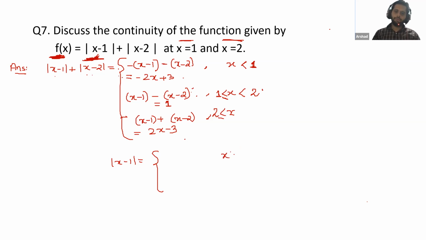The reference point is 1. I already explained to you. For x greater than or equal to 1, it is x minus 1. For x less than 1, it is minus (x minus 1). Abdur, is this clear?